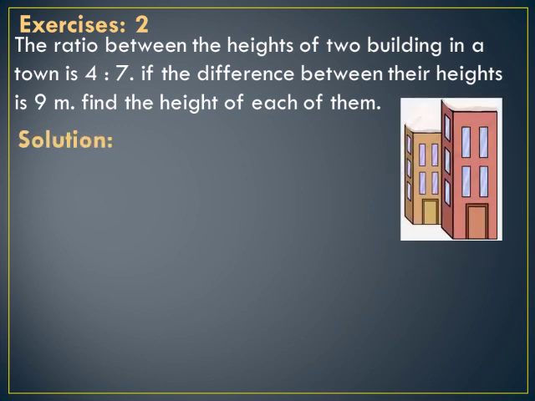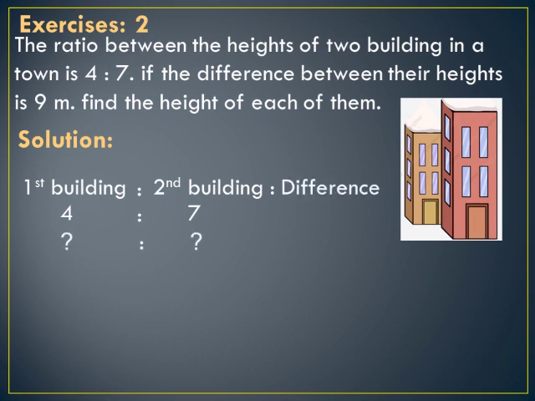We have two buildings, first building and second building, and the ratio between them is 4 to 7. After that we have difference. This is the keyword in the example. Difference between the two buildings. I have the ratio 4 to 7. First make minus to the ratio. 7 minus 4 equals 3, and put its value, 9, under it. Don't forget, make minus to the ratio and put the value under it.